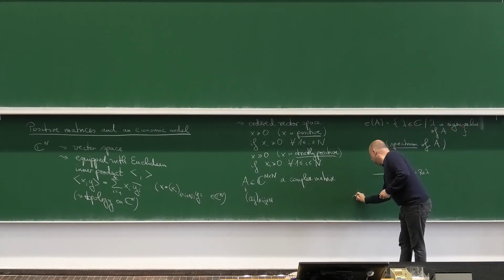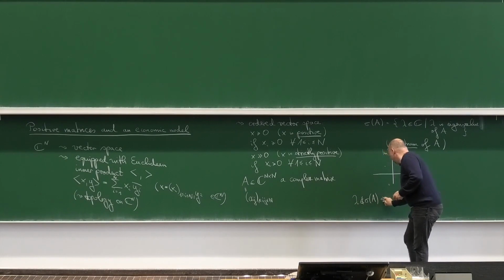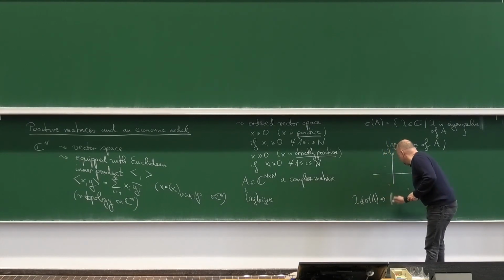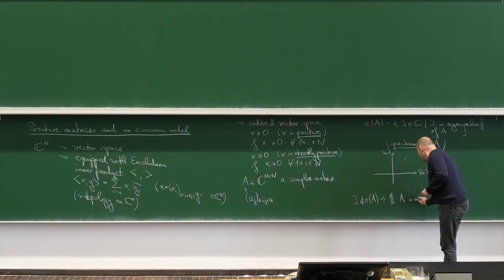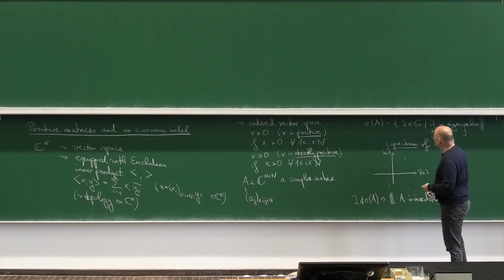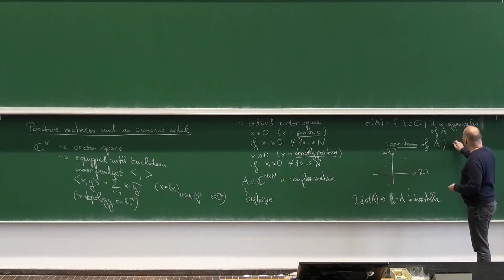So if lambda is not in the spectrum, then lambda times identity, and I write it shortly like this, I don't write the identity, lambda times the identity matrix minus A is invertible. And this holds for every lambda outside the spectrum, where the spectrum is a finite set.